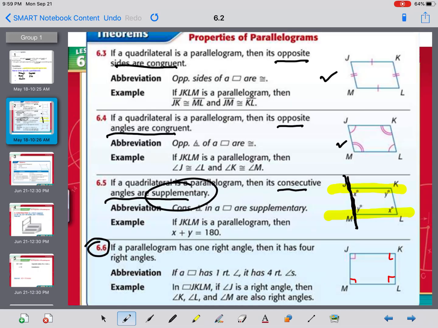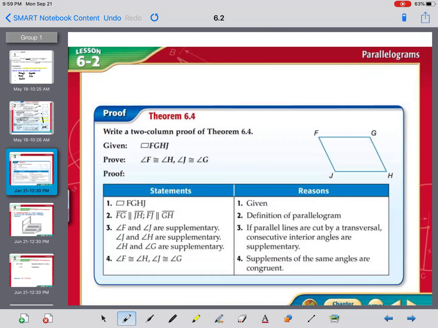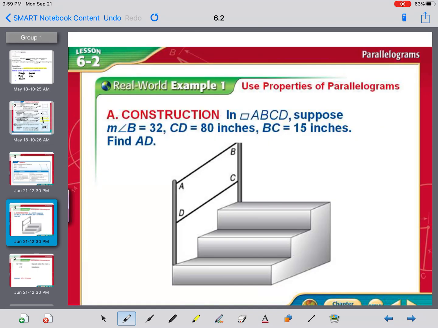And then finally, it says if a parallelogram has one right angle, then it has four. Because if you've got one, let's say J, then the opposite angle has to be congruent, and the consecutive angles have to be supplementary. So you can easily see how everything has to be 90. But those things are important to remember. Opposite sides are congruent. Opposite angles are congruent. Consecutive angles are supplementary. And if you've got one right, they're all right, because that's how that would work.